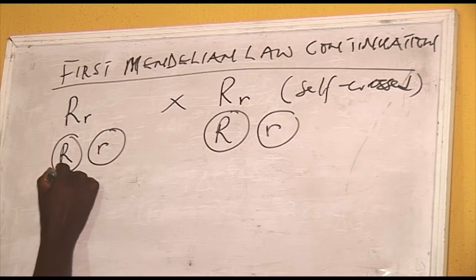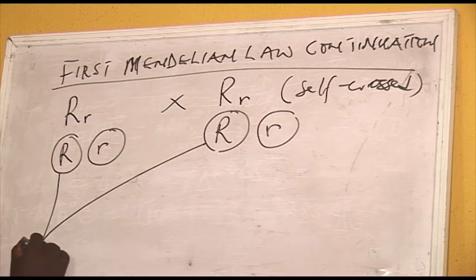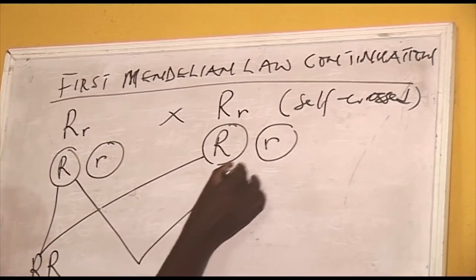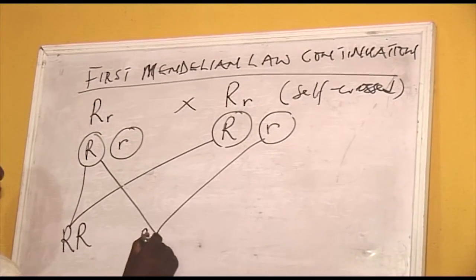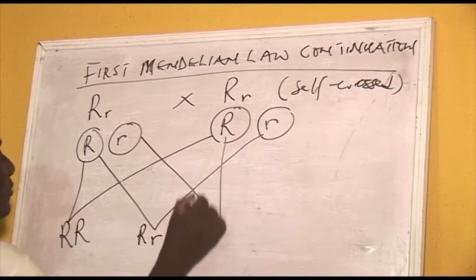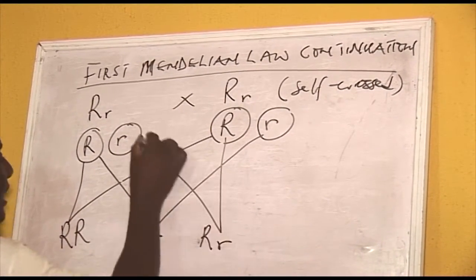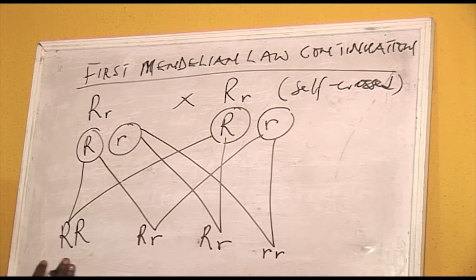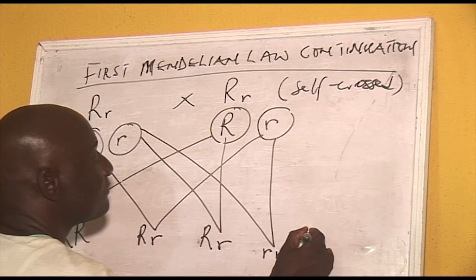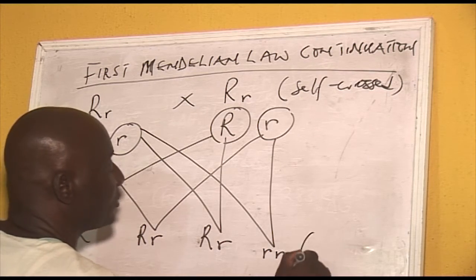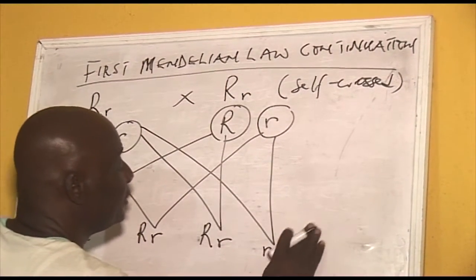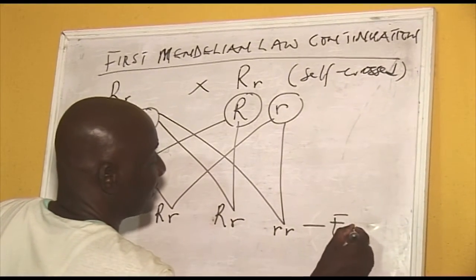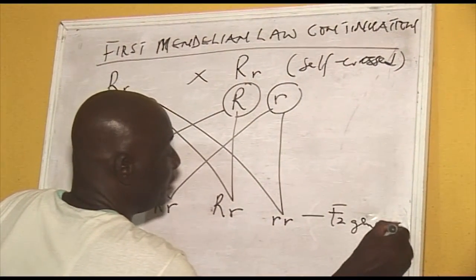Now, this gamete will fuse with this to form capital R, capital R. This one will fuse with this to form capital R, small r. This one will fuse with this, capital R, small r. And this one will form small r, small r. Now, these possible genotypes represent the genotypes of the F2 generation, that is, the second filial generation.